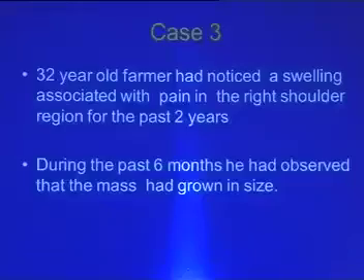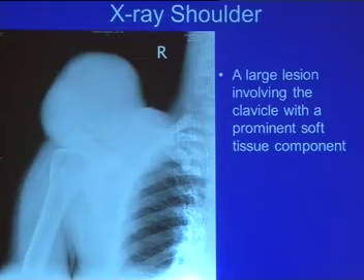So I looked up the literature whether one does get a CMF-like appearance in a phosphaturic mesenchymal tumor, and I think I could find 1 or 2 articles, and this also we published in view of the very unusual appearance. Now the last case, a 32-year-old farmer had noticed a swelling associated with pain in the right shoulder for the past 2 years, and the lesion had grown in the previous 6 months.